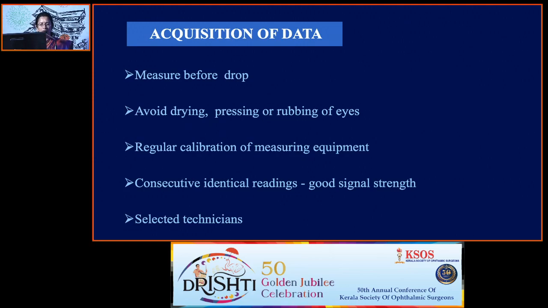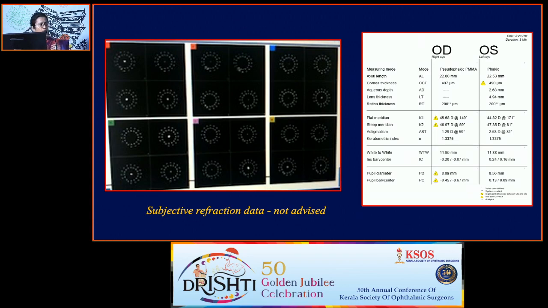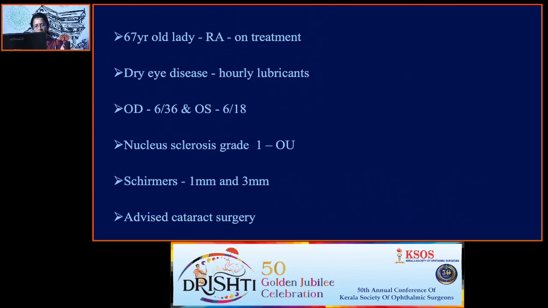You should avoid drying, pressing or rubbing of the eyes, and you should take consecutive identical readings with good signal strength. You should always avoid measurements with warning signs. You should also look at the mires. If the mires are missing or irregular, you should not take readings corresponding to that. Subjective refraction should not be used for toric calculation, because it includes lenticular astigmatism, which is going to be removed during cataract surgery.